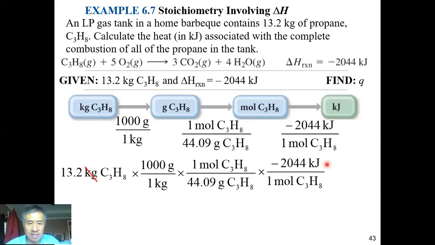Now we're checking the calculation, so kg cancels with kg, g cancels with g, and mole cancels with moles, and we get kilojoules. So we get negative 6.12 times 10 to the positive 5 kilojoules of heat from the complete combustion of 13.2 kilograms of propane.